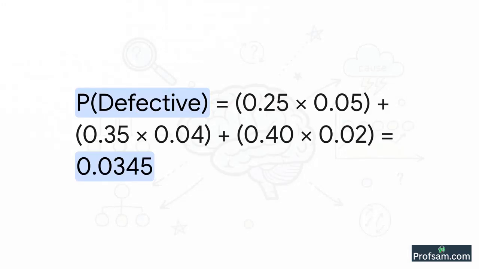For each machine, we multiply its production share by its defect rate. So for machine A, it's 0.25 times 0.05. That gives us 0.0125. For machine B, it's 0.35 times 0.04, which is 0.0140. And for C, it is 0.40 times 0.02, which is 0.0080. We add them all up, and our total probability of finding any defective bolt is 0.0345.